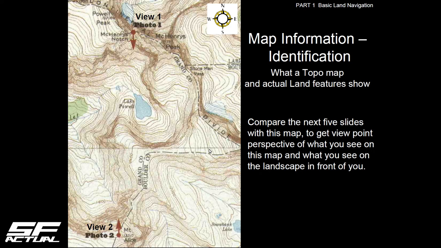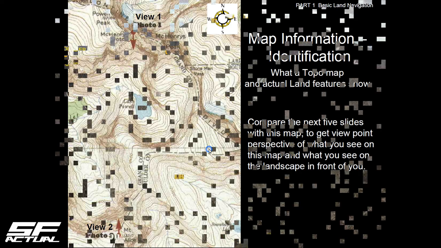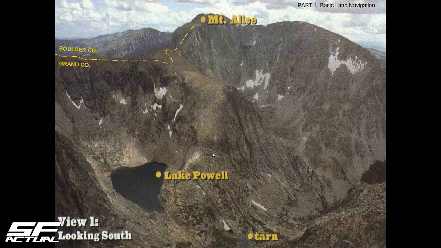All right, so compare the next five slides with this map to get a viewpoint of perspective. Okay, so we're going to be using this map to get a viewpoint of some different things. All right, so right here you've got Lake Powell, Tarn, Border Colorado, Grand Colorado, Mount Alice. So they're trying to say, where do we think that we are in reference to this? So I'm facing this way, I can see Mount Alice, I can see Lake Powell, and then I can see Tarn.